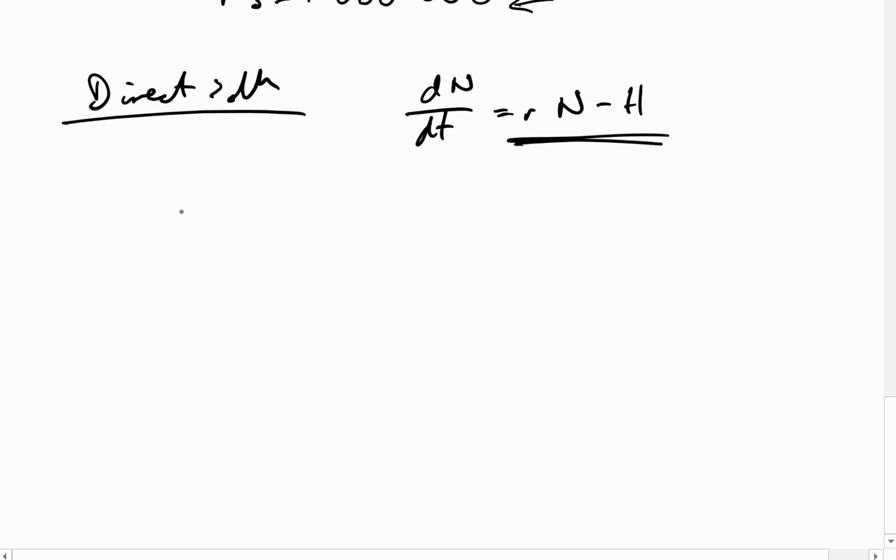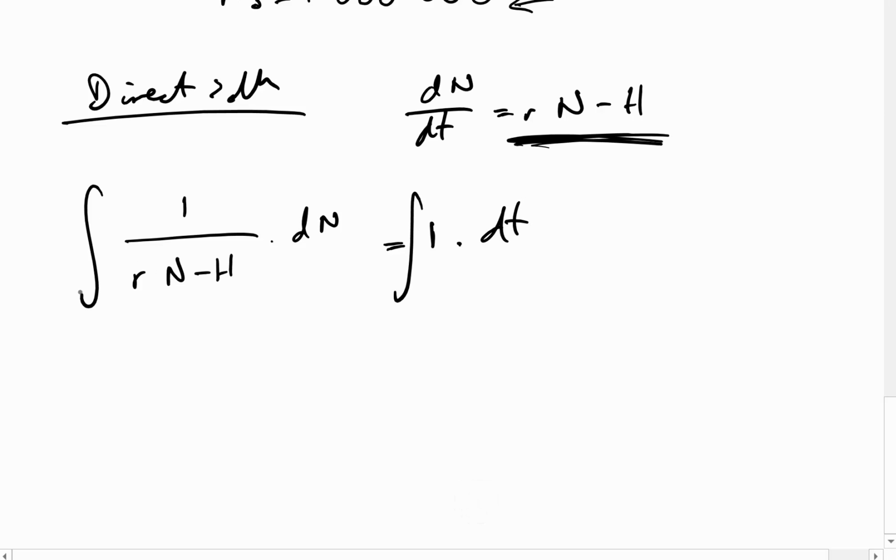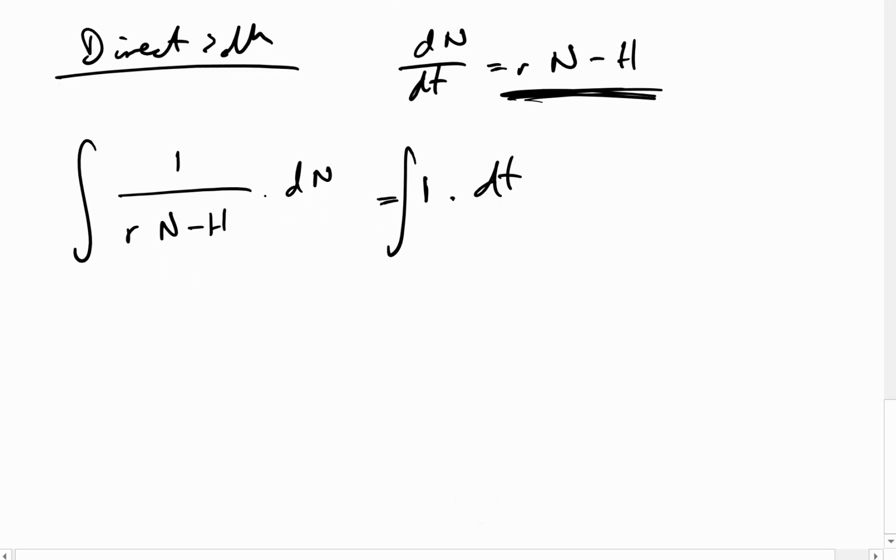Just divide through by that. So we end up with 1 over rn minus h dn by dt, and then we'll just be left with 1 on this side. All I've just done is divide through by rn minus h. Then just multiply through by dn by dt to get that. Integrate both sides, and then that just becomes a nice integral that we can solve.